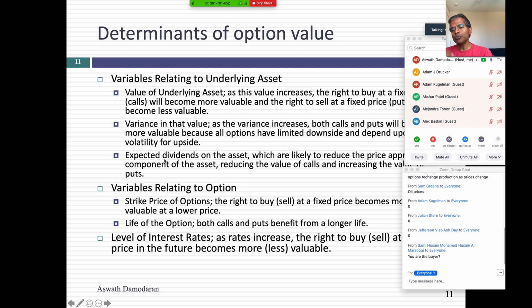Third, any expected dividends on the underlying asset will affect your value as a call or a put option. To see why, think about owning a call option on a stock. Let's assume that 2 weeks from now, the stock is going to pay a big dividend. You know exactly how much the dividend is, so you know the dividend is coming. Why should you as a call option holder be worried about the dividend?